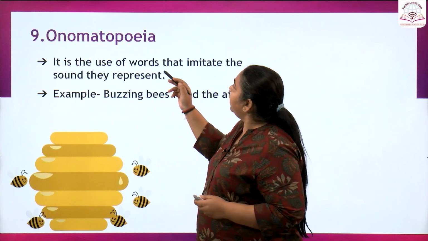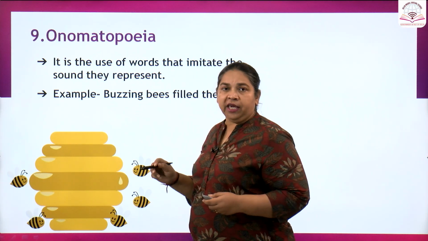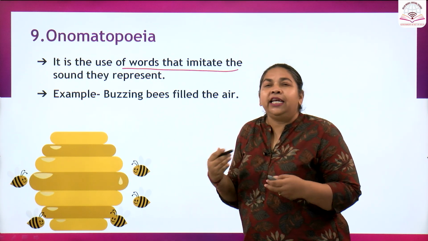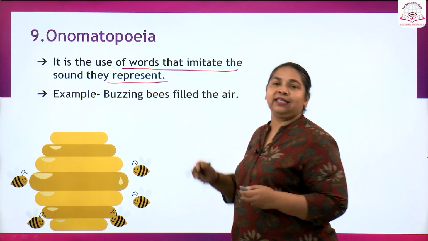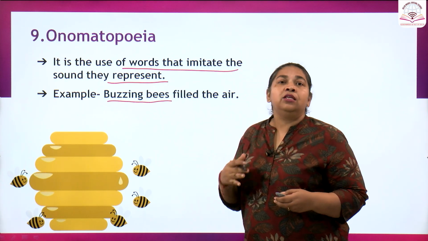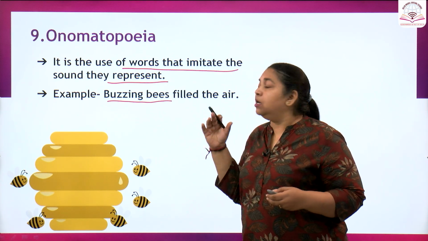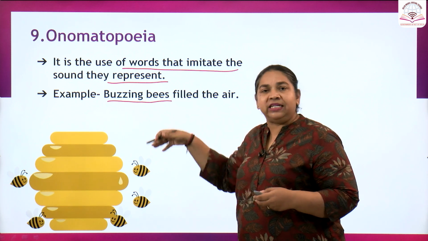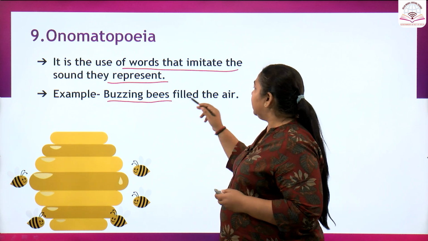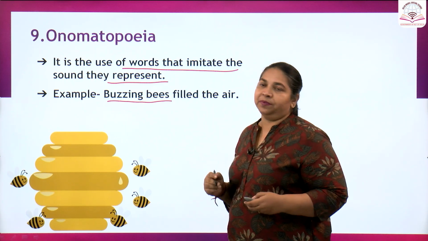Now the next one is onomatopoeia. It is the use of words that imitate the sound they represent. For example, buzzing bees. So the buzzing sound can be heard from the word buzzing. So it is an onomatopoeia. Buzzing bees filled the air.